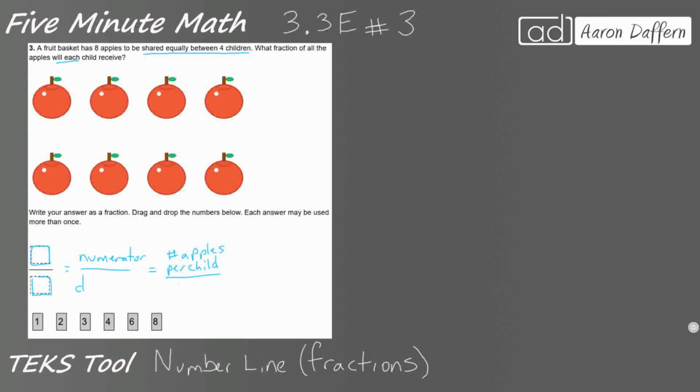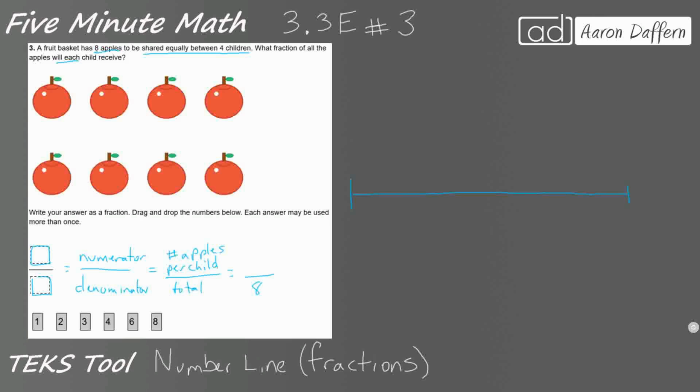Now, the bottom number is called the denominator, and that's a little bit easier. That's always going to be the total. So how many total apples do we have? Well, we can figure that out right now. We got 8 apples. It tells it to us and visually we can see. So let's represent this with a number line, and we can draw eighths pretty accurately.